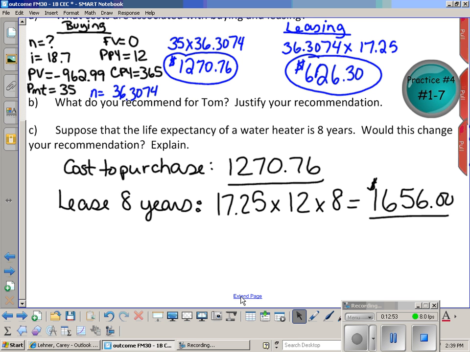However, the life expectancy is 8 years. What if it doesn't last 8 years? What if something breaks down? At least if you're leasing it, the company can take it back if there's problems. They will come and repair it. So there are things to definitely consider, and that's a cost and benefit analysis that a person has to look at when making these decisions.